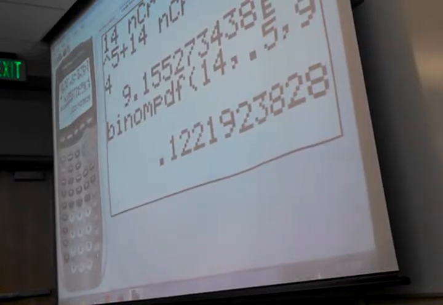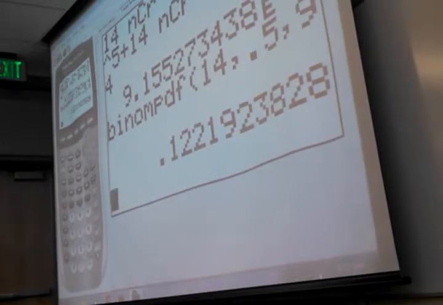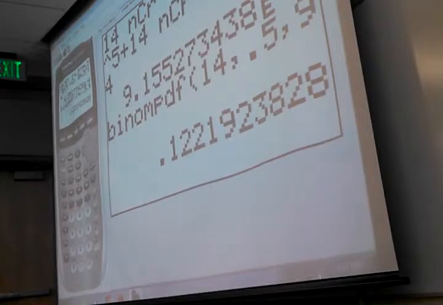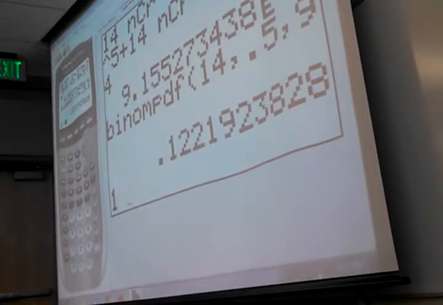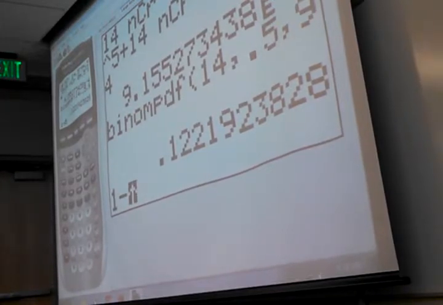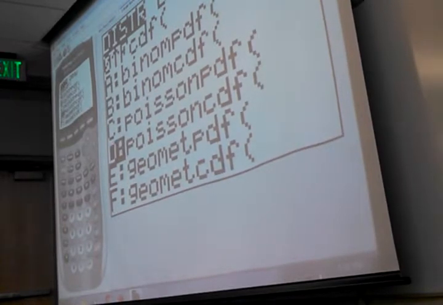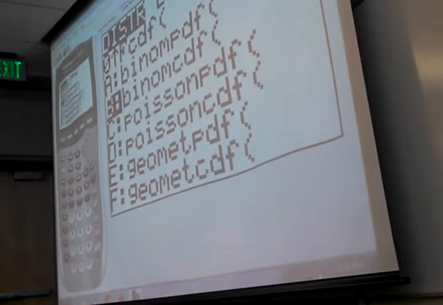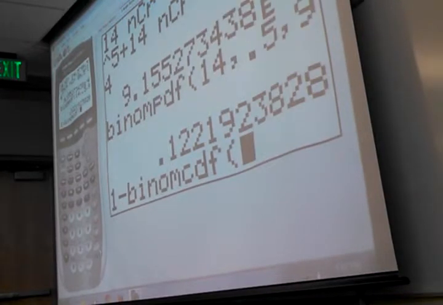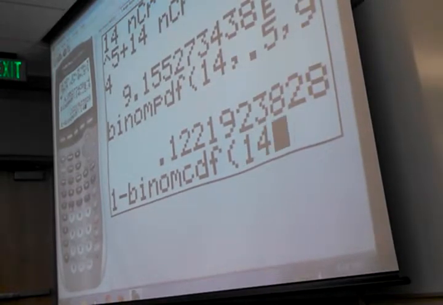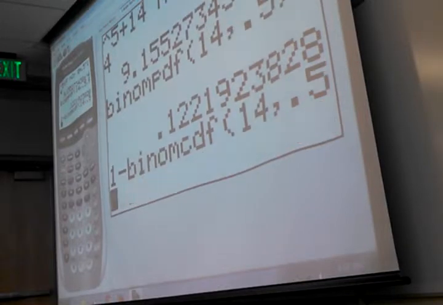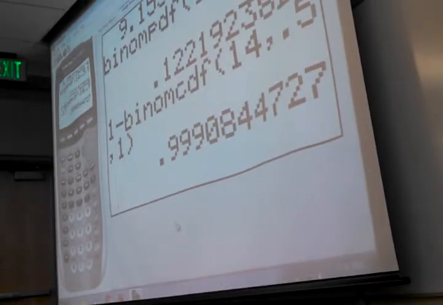Now, where would it go? If I want to start at 2 and go up, the opposite would be start at 0 and go up to 1. So I would say 1 minus... Back in here, hit the up arrow to go from the bottom of the list. It's quicker. Binomial CDF. And then I put in almost the same, the 14, 0.5, but now I want to go up to 1. And that's what we got, right?